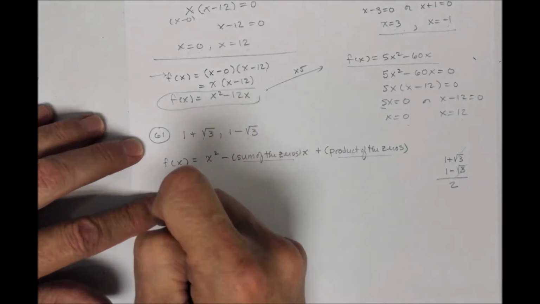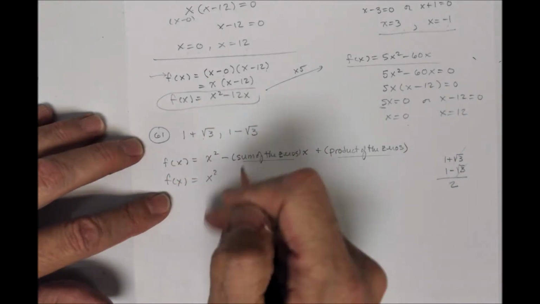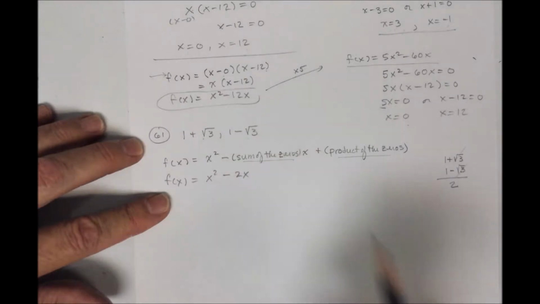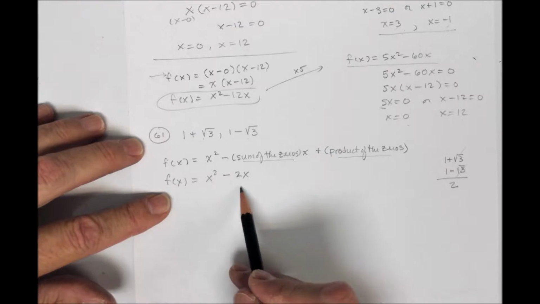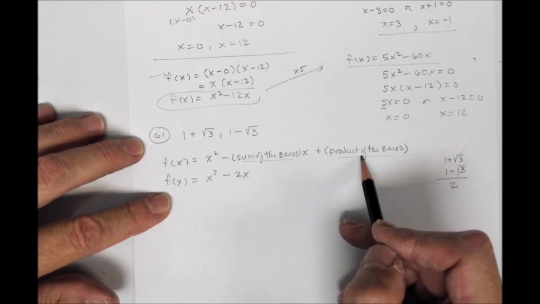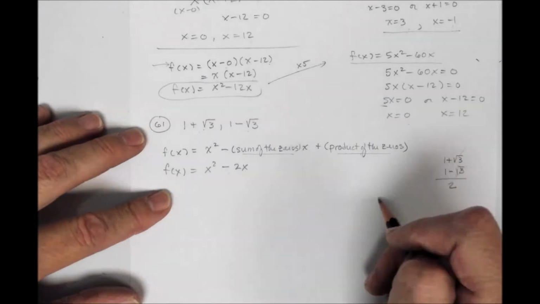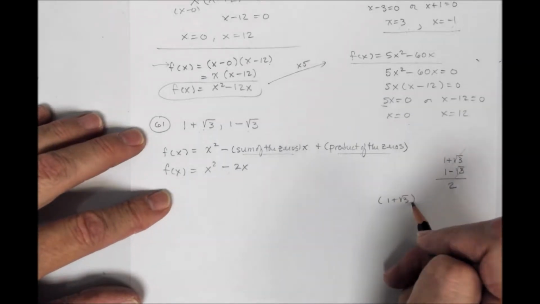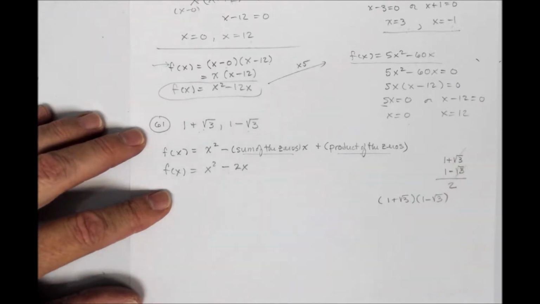So that means my function f of x is equal to x squared. Now notice it's a minus here, so it's minus 2x. If this had been a negative 2, then it would be minus negative 2x or plus 2x. And then it's plus the product. Now how do you find the product of these two guys? Well, you kind of do a FOIL thing: 1 plus the square root of 3 times 1 minus the square root of 3. The good news is, because they're conjugates, the O and the I in FOIL will be opposites. They'll cancel out.